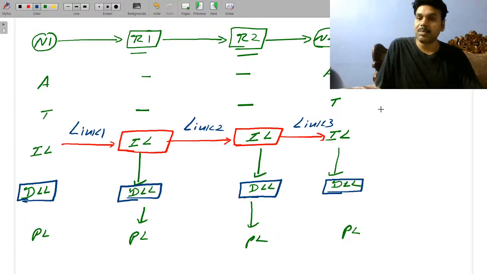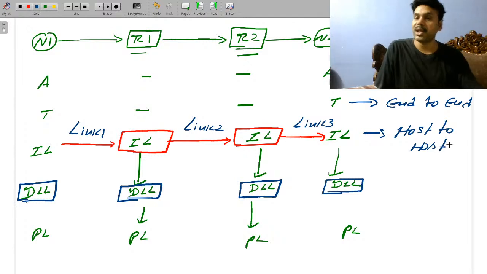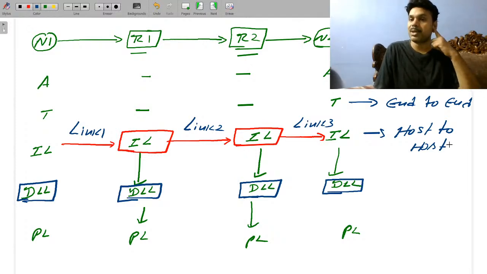But the transport layer is end to end based, and the internet layer is host to host based. What is a host? IP to IP. It can communicate from IP to IP, so that's why it is called host to host.